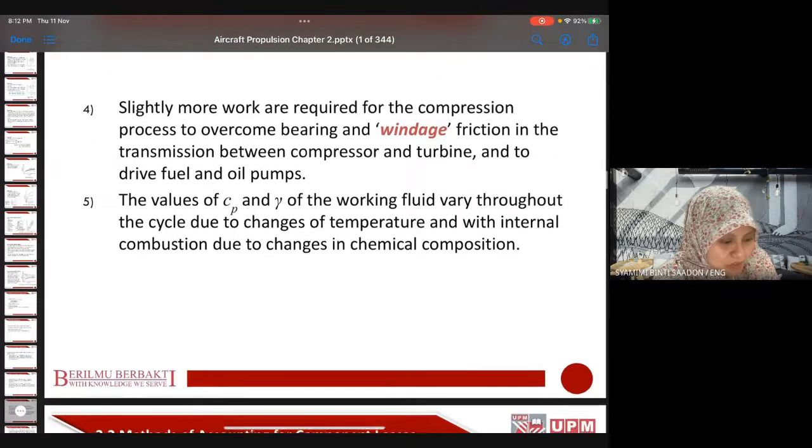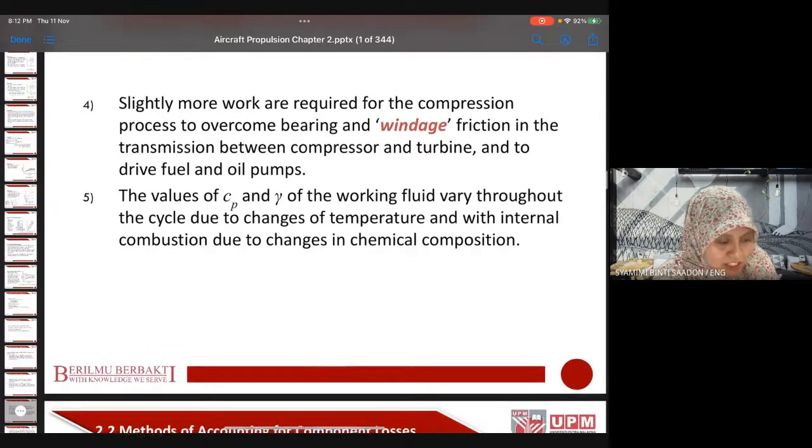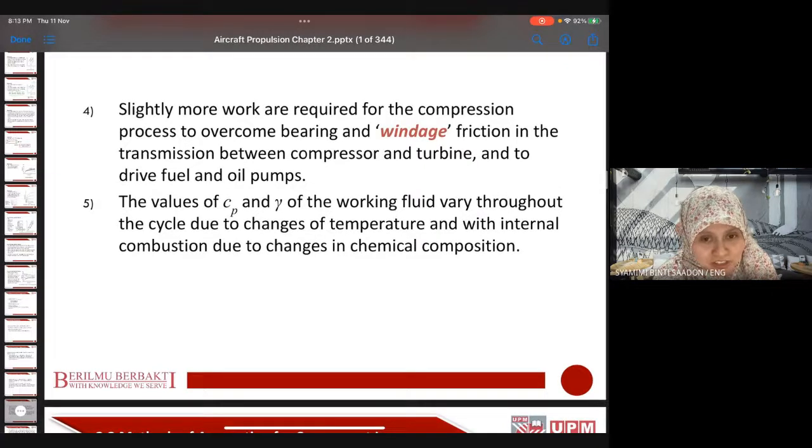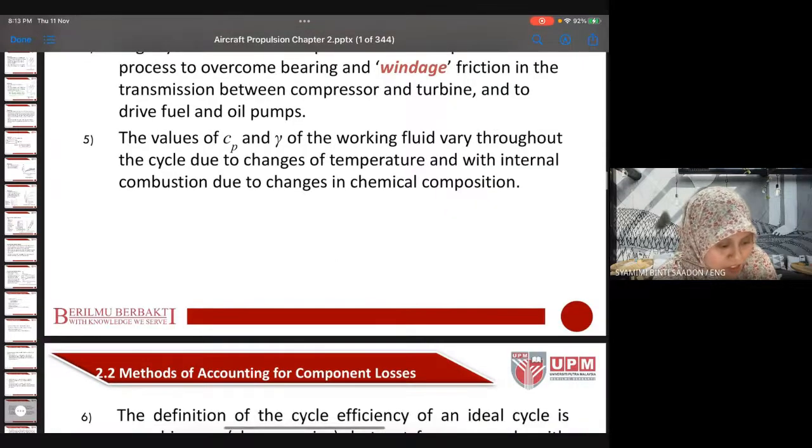The values of the working fluid properties vary throughout the cycle. Just now we assumed Cp, the specific heat, and gamma, the heat ratio, are constant, but actually those values change dynamically with the temperature, due to the combustion, chemical composition, etc.